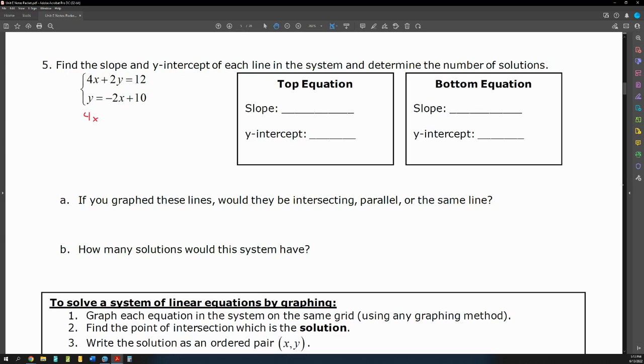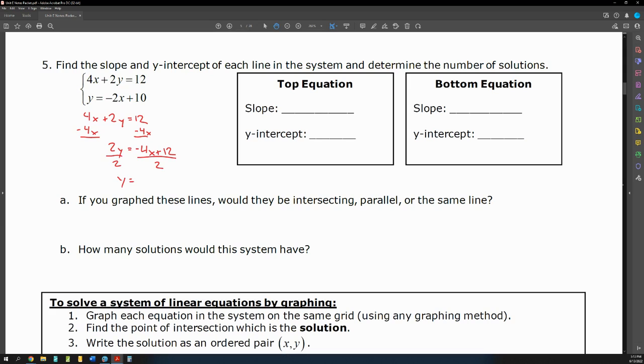So rewriting the equation, 4x + 2y = 12. I want to solve for y. So I'm going to subtract 4x from both sides, and I get 2y = -4x + 12. We have a negative 4x and a positive 12. To get y by itself, I'm going to divide both sides by 2. And be careful here, we want to divide the entire right-hand side by 2.